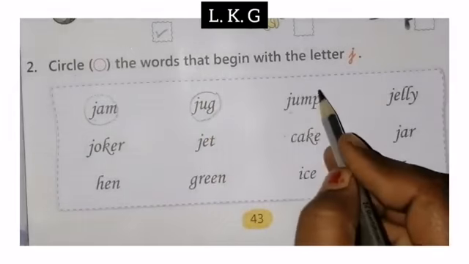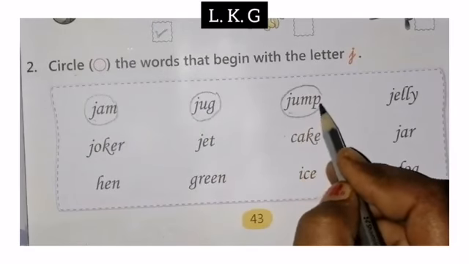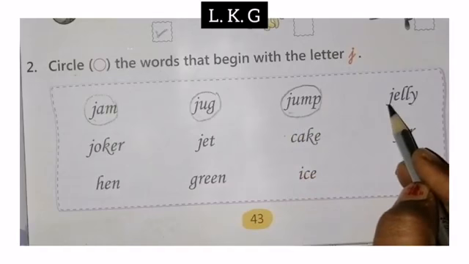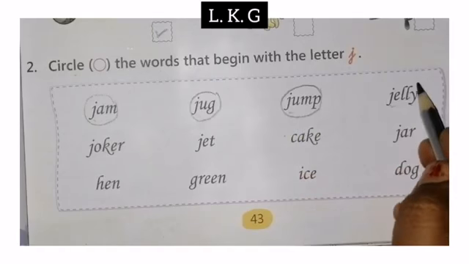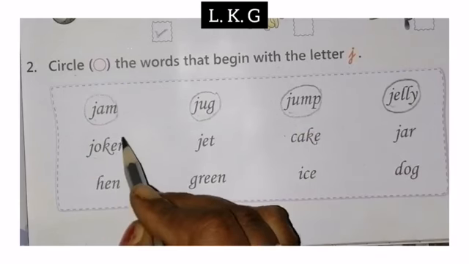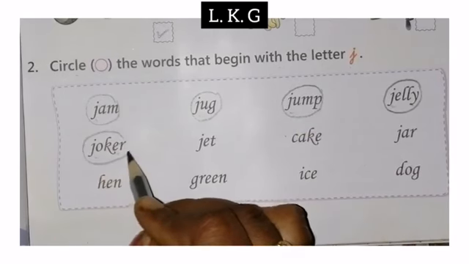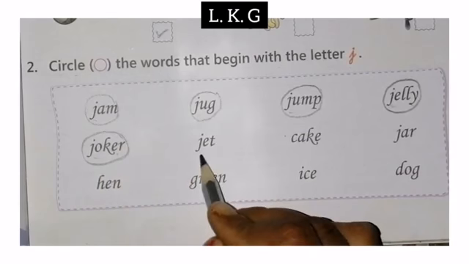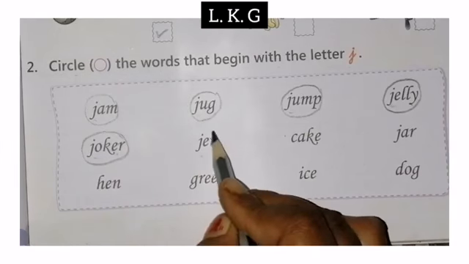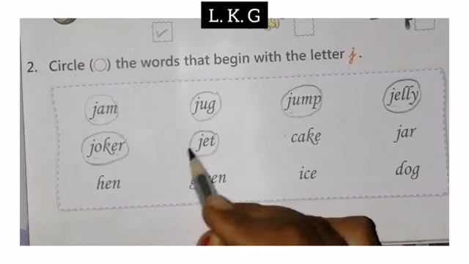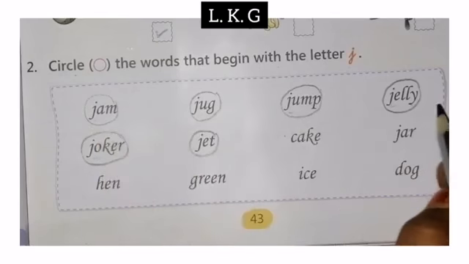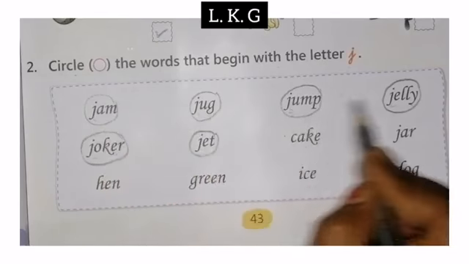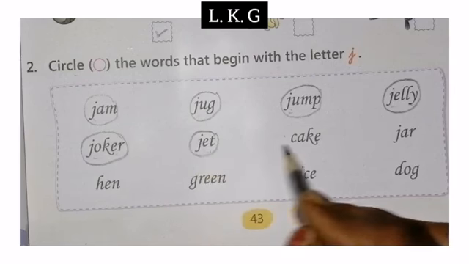It is also starting from J. So we will also circle here. It is also J here. So we will also circle here. This is also, we will circle here. It is also starting from J, that's why we will circle here. Ye J se start ho rahe hain. Dekho, look at these words. J se start ho rahe hain sab. So we will circle here.